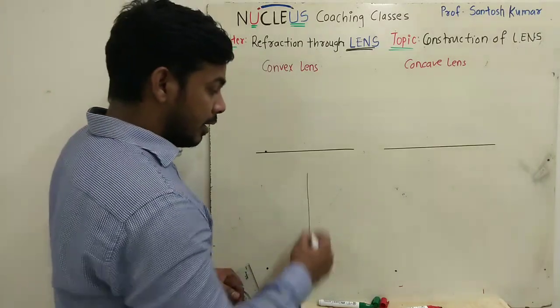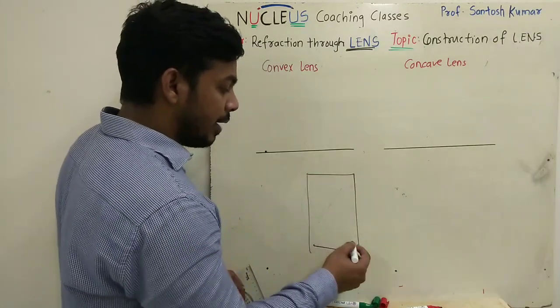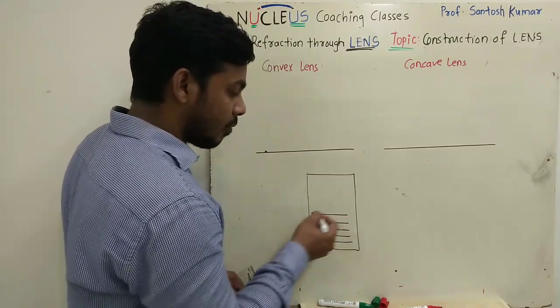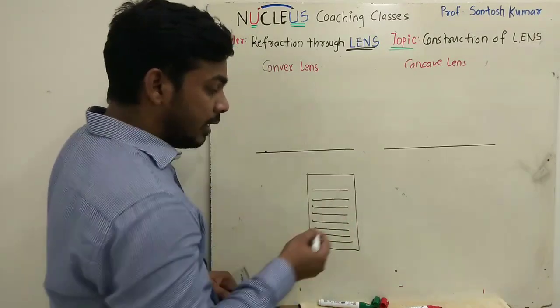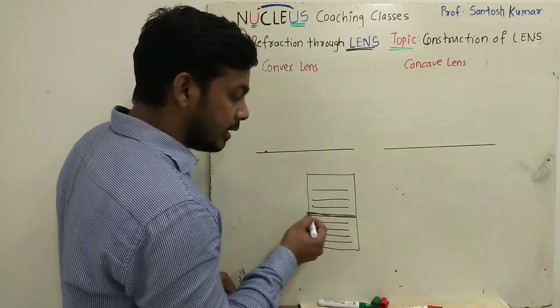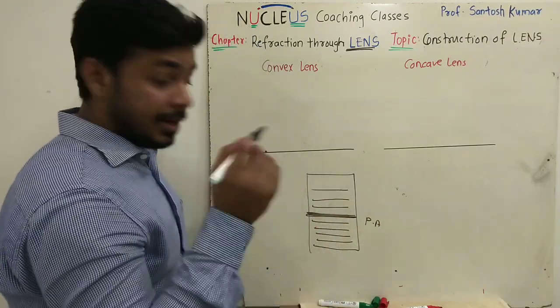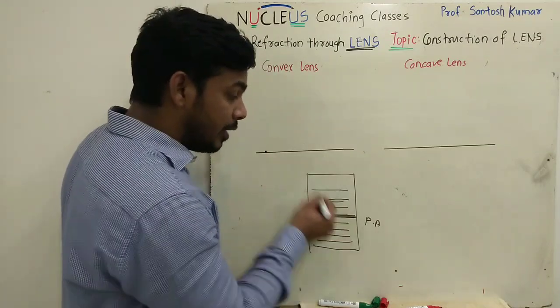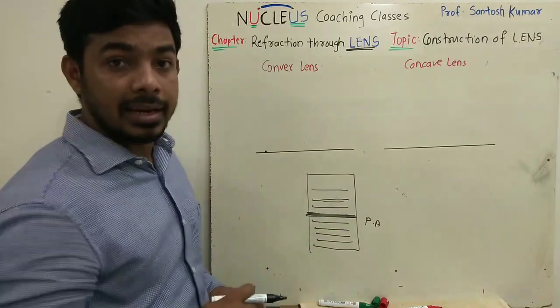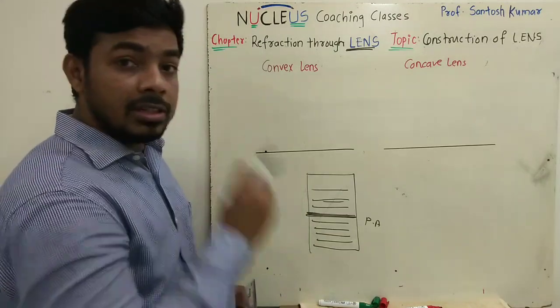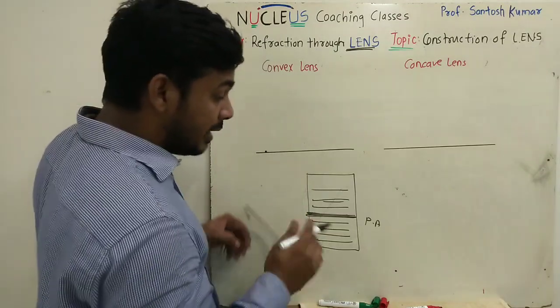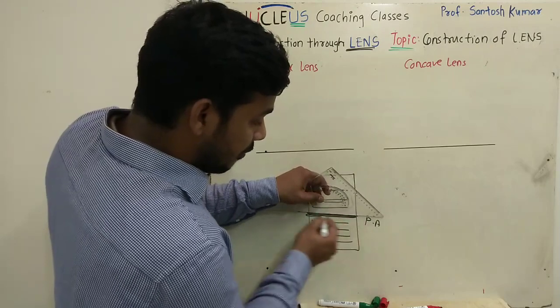In your notebook there are so many horizontal lines given. You will consider one of the horizontal lines in your notebook as the principal axis. Remember, never draw a line in between the two lines, as that may be inclined. So what I will suggest is to draw the principal axis on one of the reference lines.